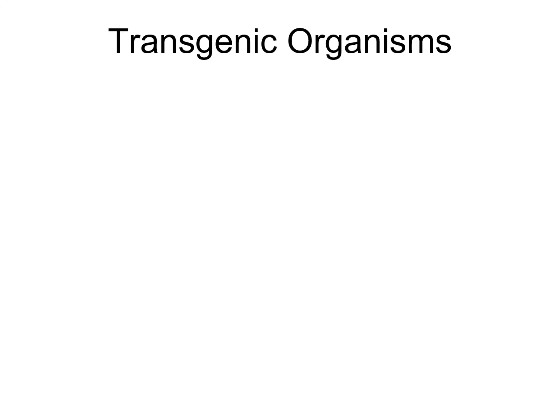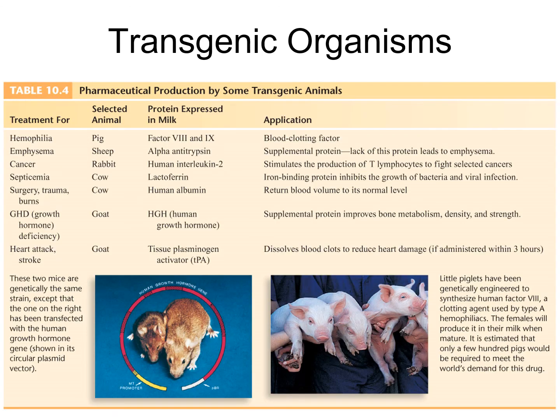There are some transgenic organisms that are being developed by genetic engineering to produce pharmaceuticals. This is a table of the different animals. These are all mammals: pigs, sheep, rabbits, cows, and goats. They want these organisms to express these proteins in their milk so that the proteins can be isolated from the milk, or the milk could be used directly as the mode of delivery for these different proteins.